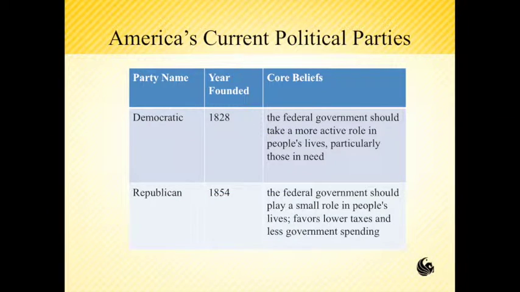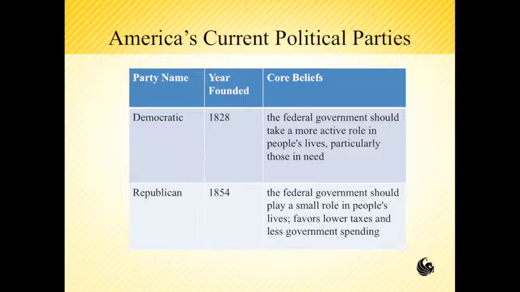The two current political parties that are the most popular in the United States and are our major political parties are the Democrats and the Republicans. If you look at the chart in front of you, the Democratic Party was founded in 1828, and their core beliefs, what they stand for, is that the federal government, so the big government over the whole nation, should take a more active role in people's lives, particularly those in need. So they believe in a lot of government involvement, so the government doing a lot in your day-to-day life.